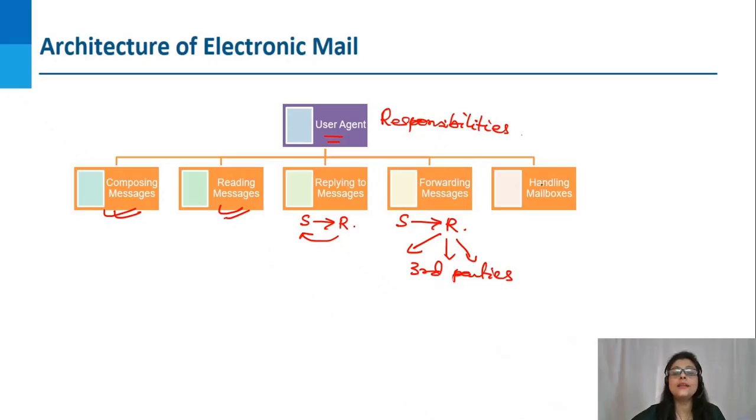Then it can also handle the mailboxes, to structure what the important messages that are coming are, and to also structure the spam folder and all other folders that are there in the electronic mail.